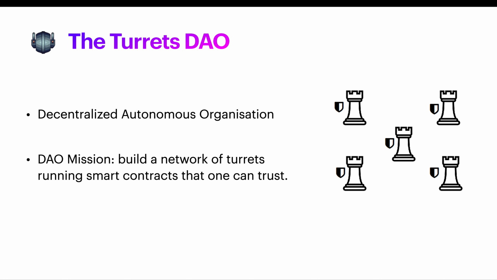What is Turrets DAO about? Turrets DAO is a decentralized autonomous organization which is governed and managed by its members. It belongs to its members. And the main goal of the Turrets DAO is to build a network of turrets running smart contracts that one can trust. Why is this? Because we have seen from the past that faulty or insecure smart contracts can lead to huge damage.